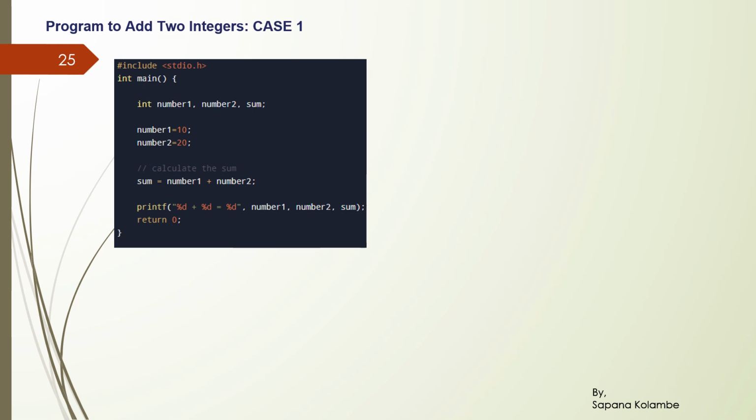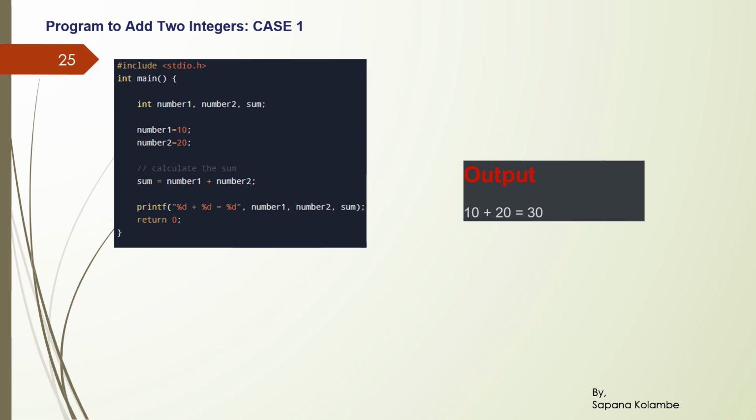Now we'll see a small program, like how we have to start with programming. Basically we have created here 3 different integer variables: number 1, number 2 and sum. Number 1 we have assigned 10, number 2 we have assigned 20. Sum equals number 1 plus number 2, so we are doing the addition, and then we are displaying %d plus %d equal to %d. The first %d is number 1, the second %d is number 2, and the third %d denotes sum. So number 1 is 10, number 2 is 20, and sum is 30. So the output is 10 plus 20 equal to 30.